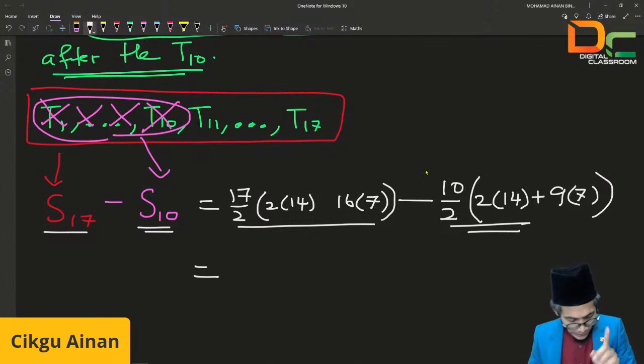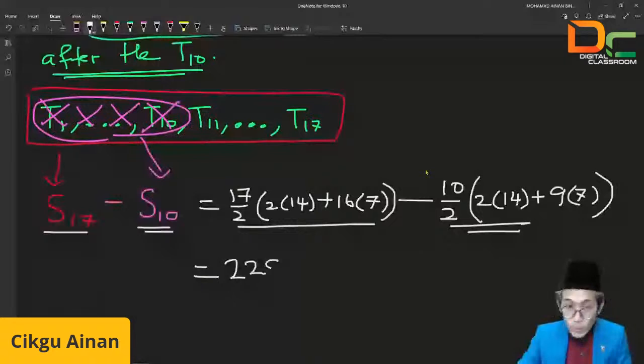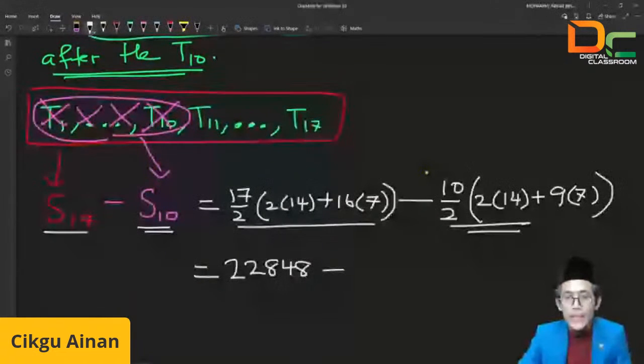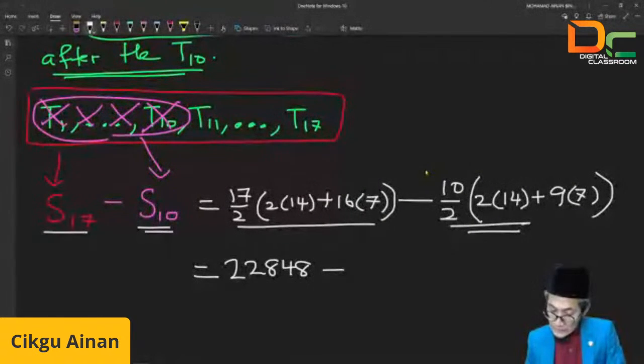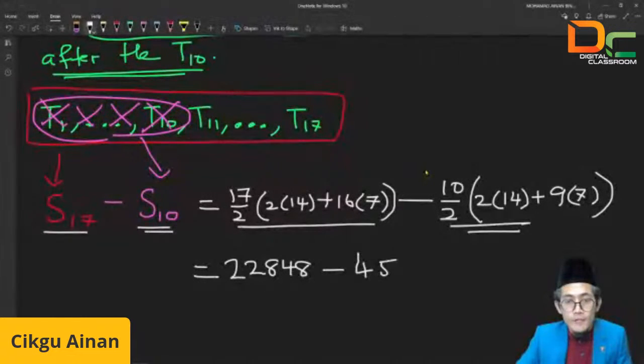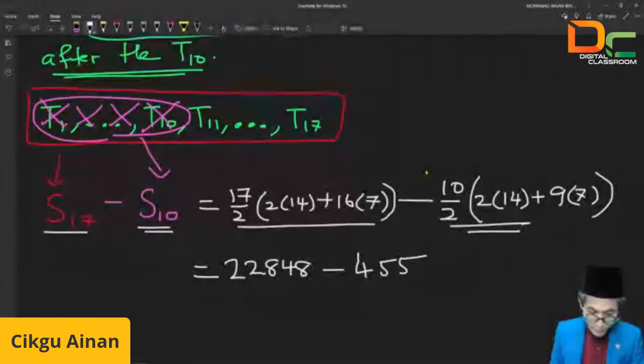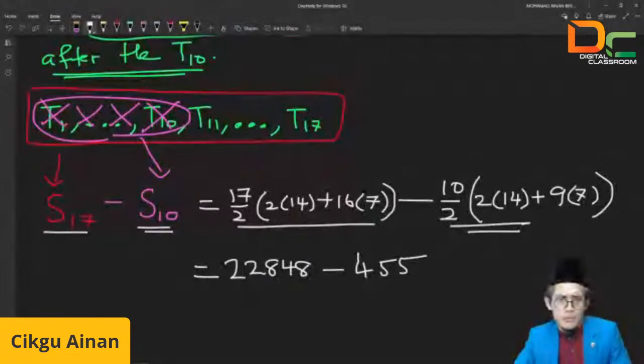So this one got addition. Sorry. So what is it? 17 over 2 times 28 plus 16 times 7, minus 10 over 2 times 28 plus 63, isn't it? Multiply by 5. So it's 455. Did I make a mistake? The number is too big.